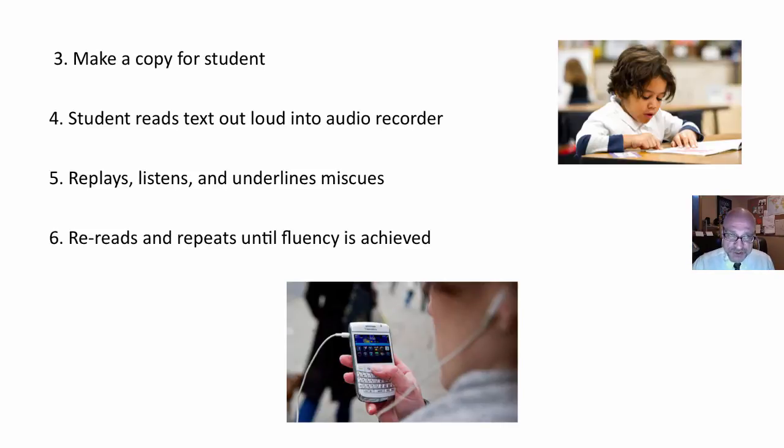Make a copy for the student. The student then reads the text out loud into an audio recorder. Then replays, listens, and underlines the miscues. And you may need to help the student, but you'll be surprised how often the student can find the miscues. The student then underlines the miscues, rereads, and repeats until fluency is achieved, usually 2 or 3 times.